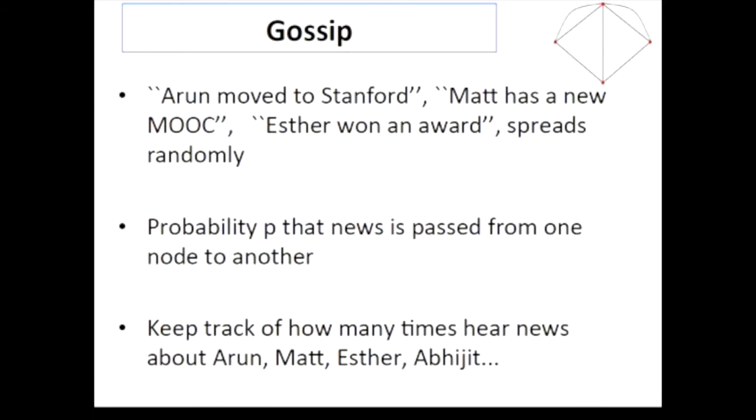So what's going to happen now is that a piece of information about a given individual gets broadcast out through the network. We'll work with the same kind of diffusion model, where there's some probability P that you talk to your neighbors and spread gossip. So, I've heard that Arun moved to Stanford, and I tell my friend that. So that gets moved, and then we're going to keep track of how many times people hear news about different individuals.